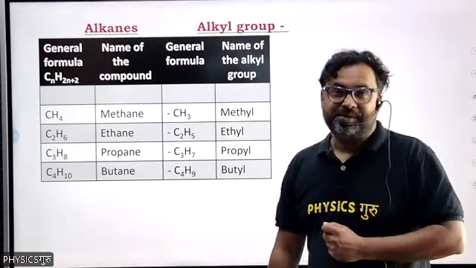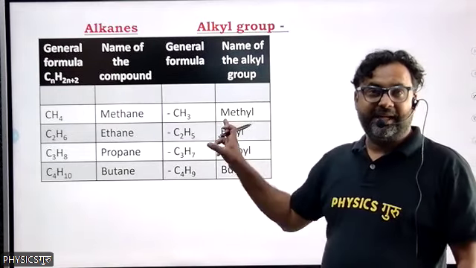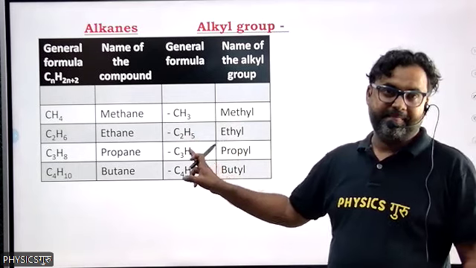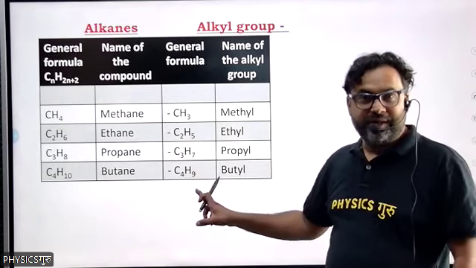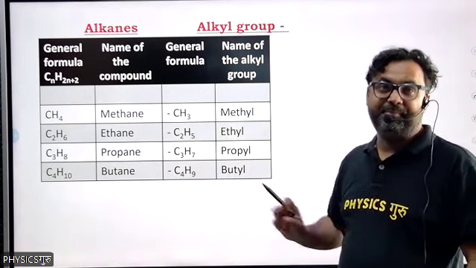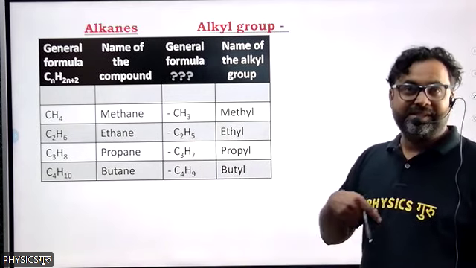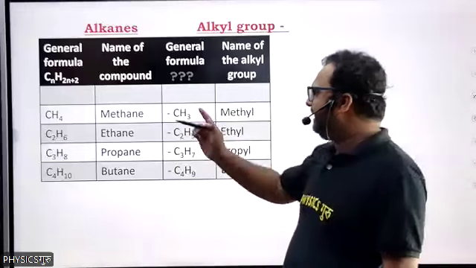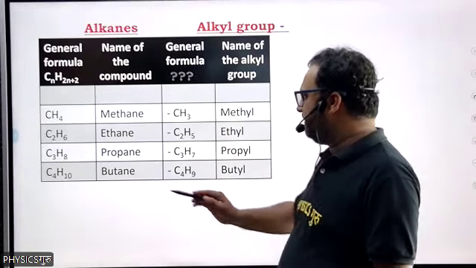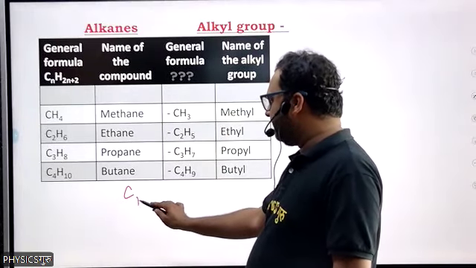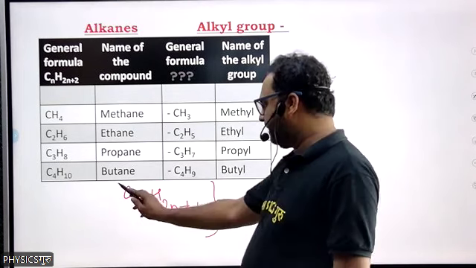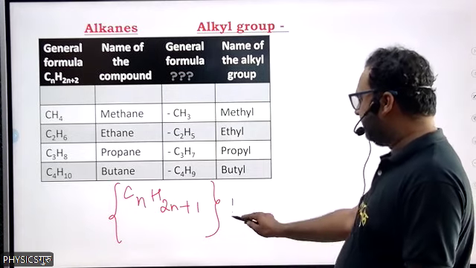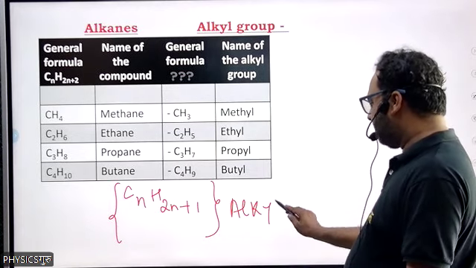You can connect chlorine to it. Okay. So CH3 is methyl group, C2H5 is ethyl, C3H7 is propyl group, C4H9 is called butyl. So what is the general formula for alkyl group? You can easily derive it. The formula will reduce to CnH2n+1. That is nothing but the alkyl group.